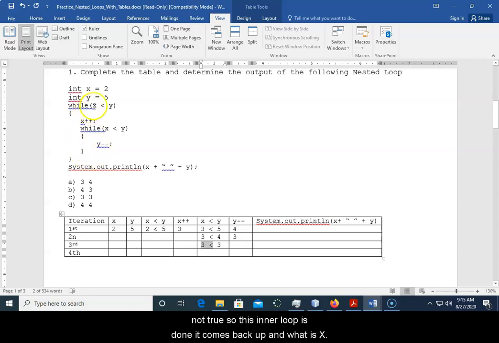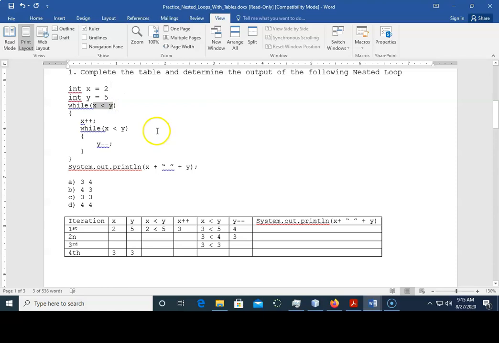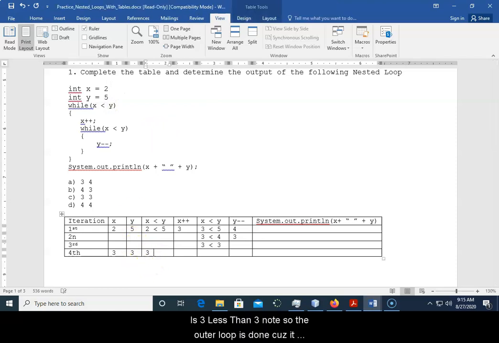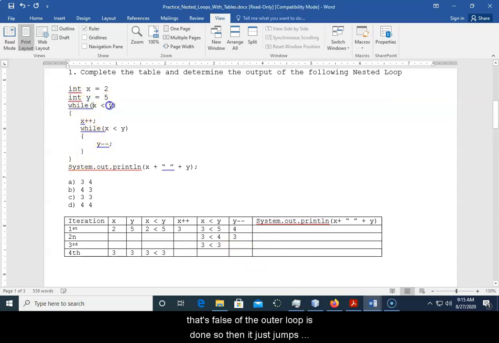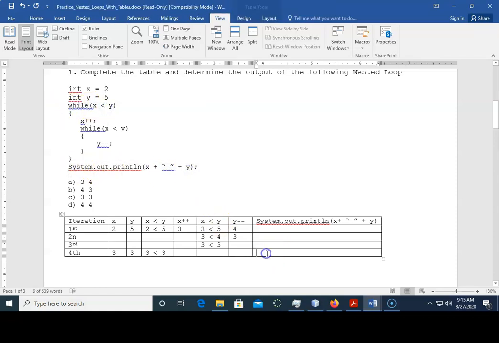It comes back up, and what is x? x is 3, and y is 3. And so then right here is 3 less than 3? Nope. So the outer loop is done because it didn't go in the inner one. 3 is less than 3? That's false. So the outer loop is done. So then it just jumps down to here and prints 3 space 3. Okay. So your answer would be C on here.